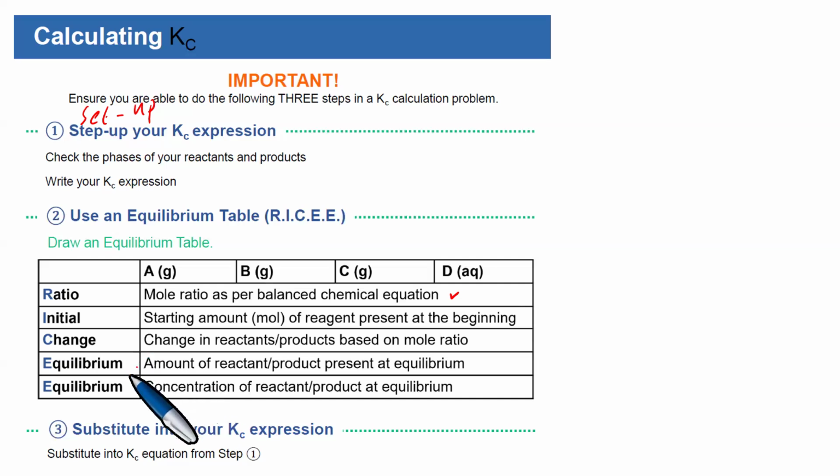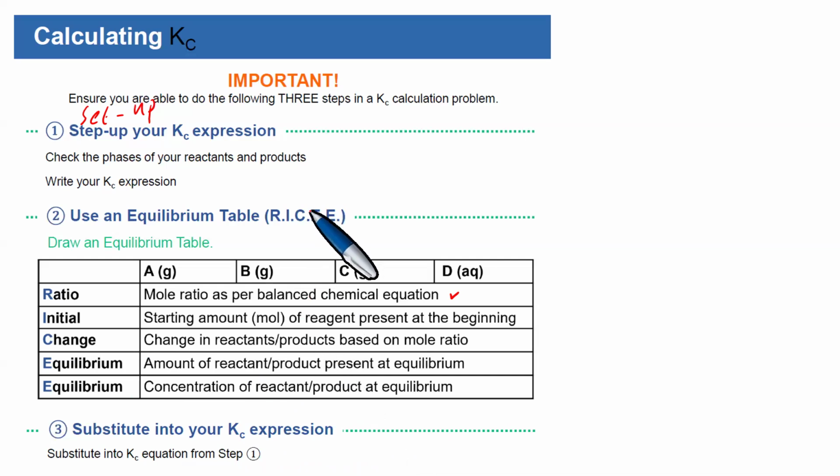Good point there, excellent, Noah. So now there's a change in reactants or products based on the mole ratio. Based on the mole ratio, there's going to be some potential change in reactants or products. Equilibrium: E stands for equilibrium, the amount of reactant or product present at equilibrium. There's equilibrium again, where we look at the concentration of reactant or product at equilibrium.